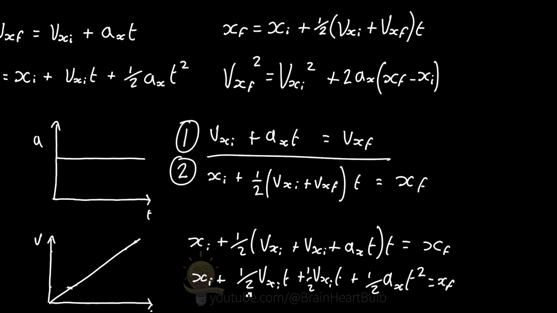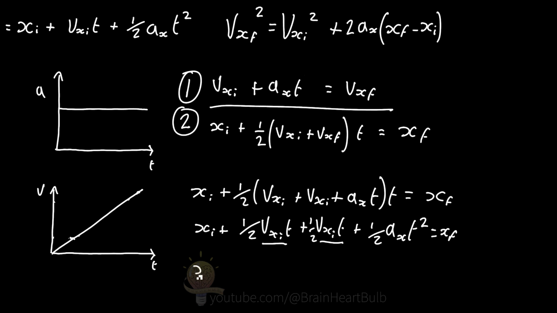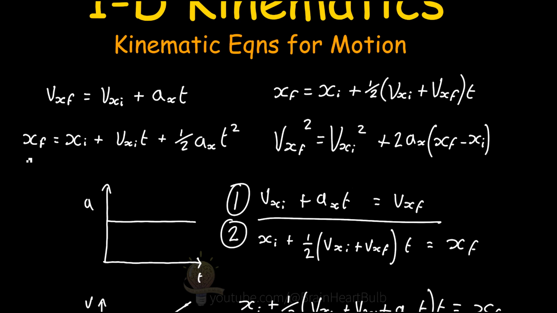So half of this component here plus half of the same component equals one of that component. So we get initial position plus the initial velocity multiplied by time, plus half a_x t squared, which is equal to the final position, which is the same as this equation up here.